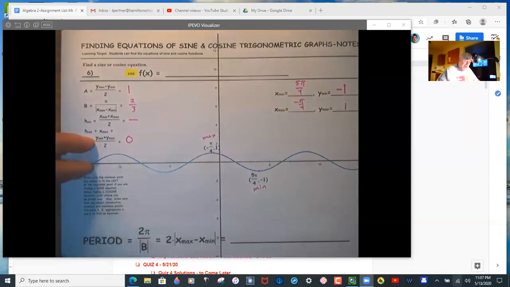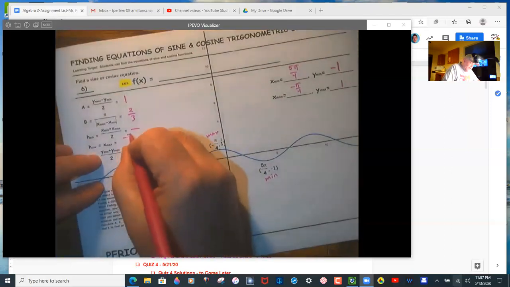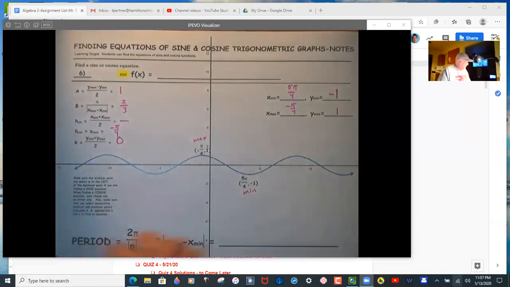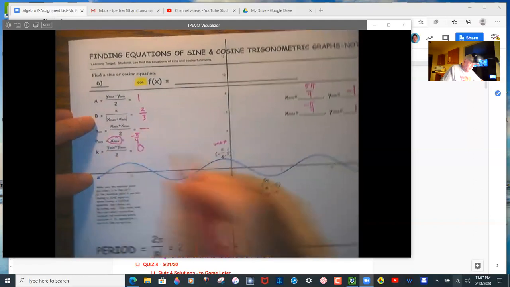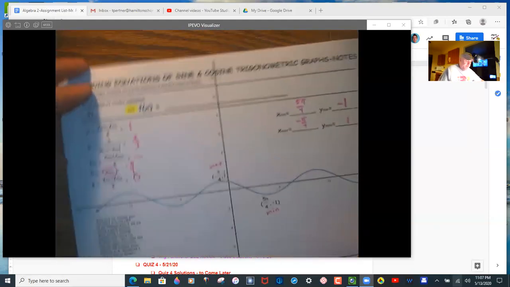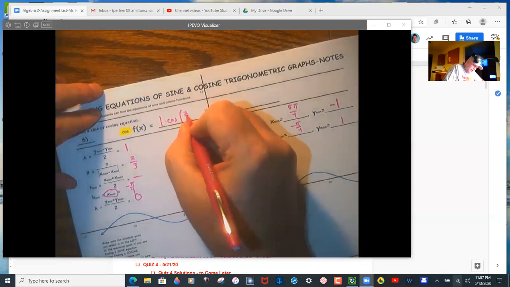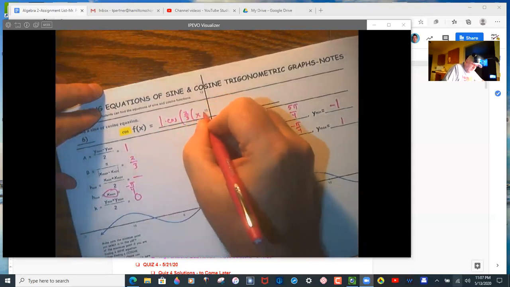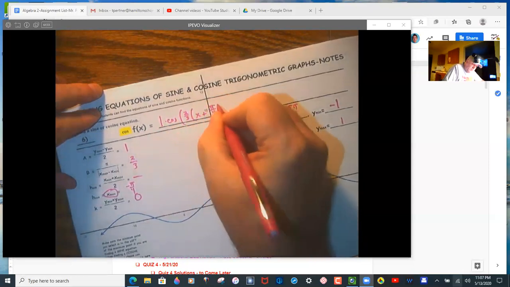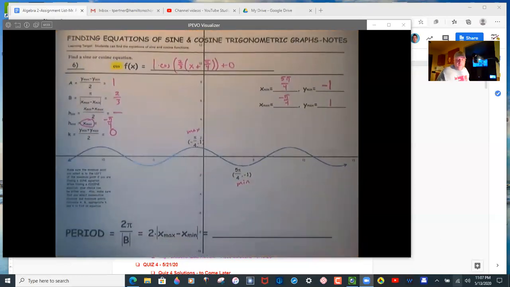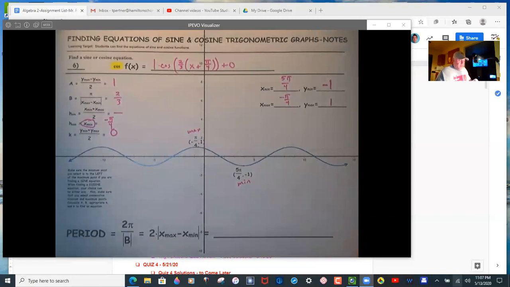And then x max. You just pick the x max value. Cosine's easy because you just pick the x max value. That's all you choose for the h. So what does this look like? 1 times cosine of 2/3 times x plus pi over 4, because you're subtracting pi over 4, which makes it a plus. There's the graph.